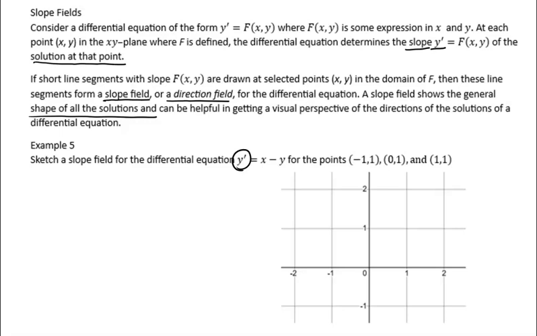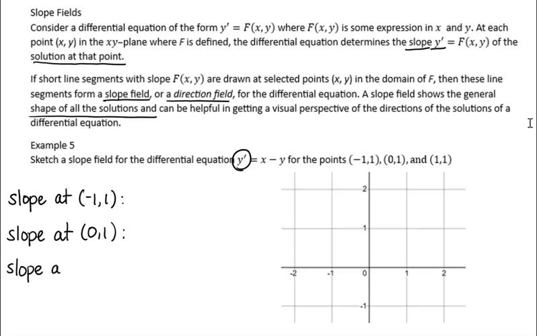Now in example 5, we're only going to find the slope for 3 separate points. We're going to find the slope at the point -1, 1. We'll find the slope at the point 0, 1. And we will also find the slope at the point 1, 1. Now we're only working with 3 points, so that slope field is not going to give us much information, but later on in this lesson we will discuss how to generate a more significant slope field.